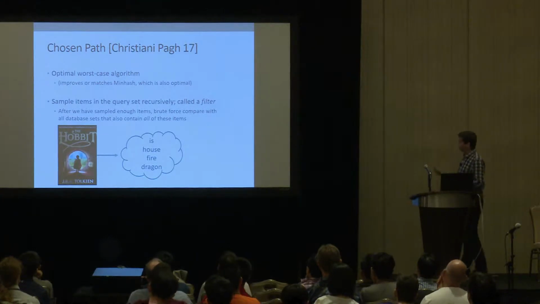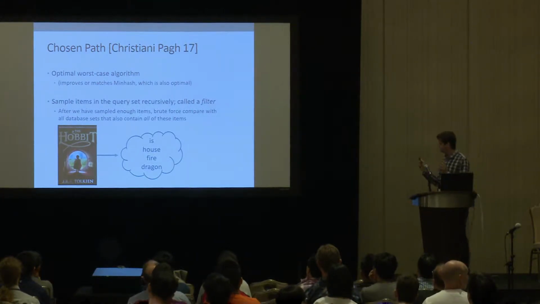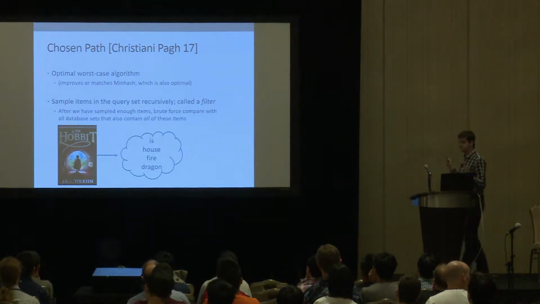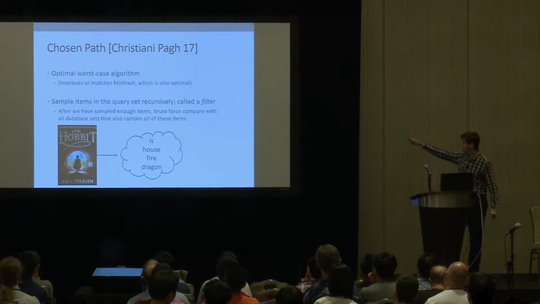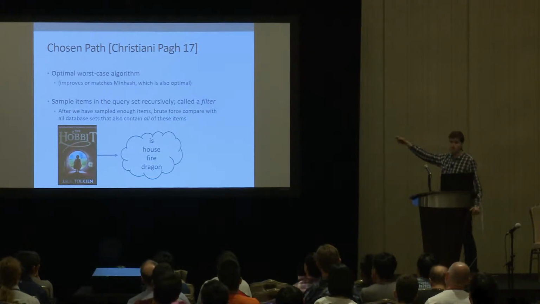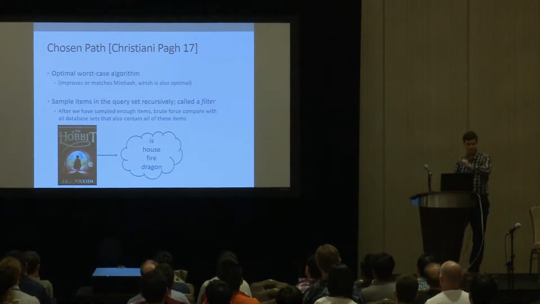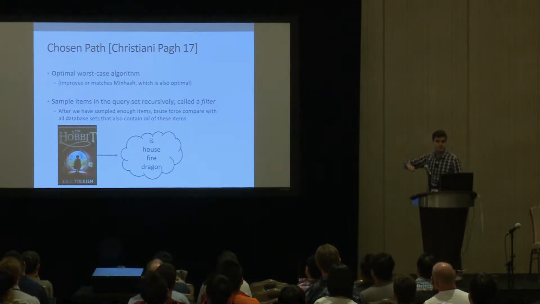All right, so actually, let's talk about this paper. It's about an algorithm called Chosen Path, and this is an optimal worst-case algorithm for set similarity search. In particular, it improves or matches min-hash. It depends on exactly what your parameters are. And min-hash is also optimal.